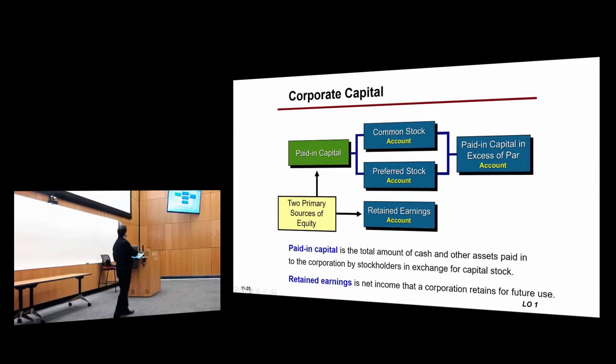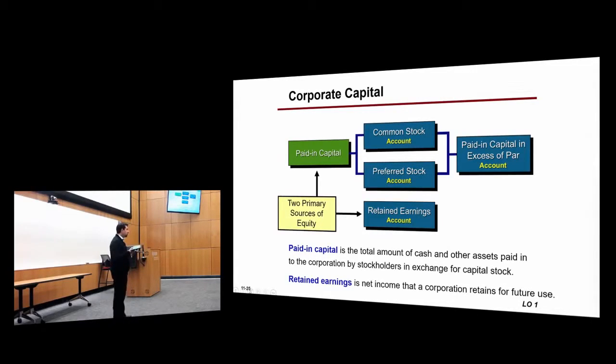Now we get to the two sources of equity in a company. Remember, we talked about common stock and retained earnings. Common stock is paid-in capital. This is the capital, or the investment, made by those shareholders. Okay? This is paid-in capital.